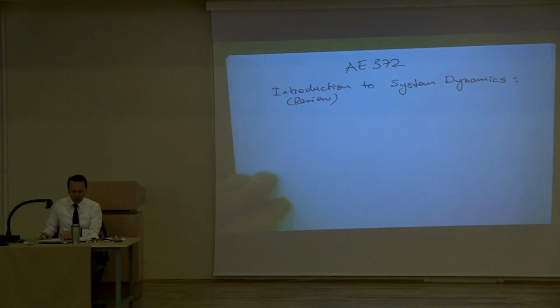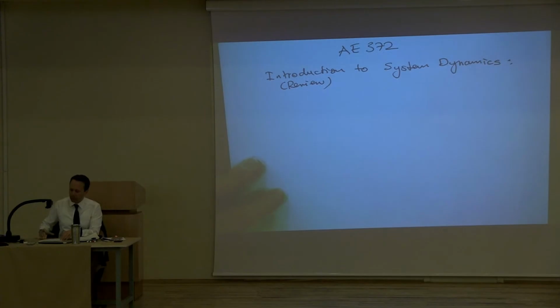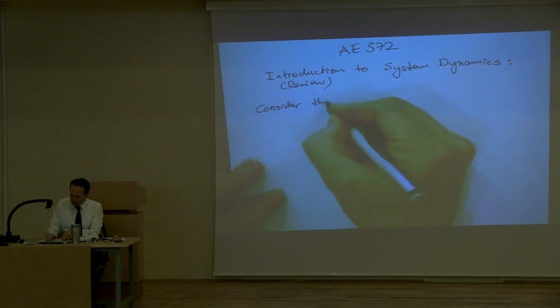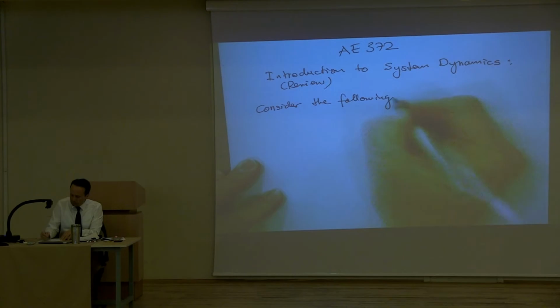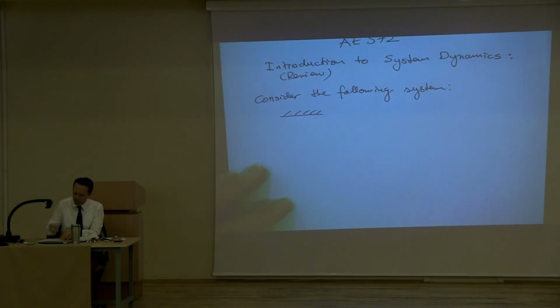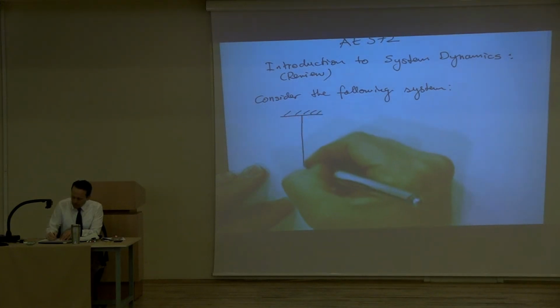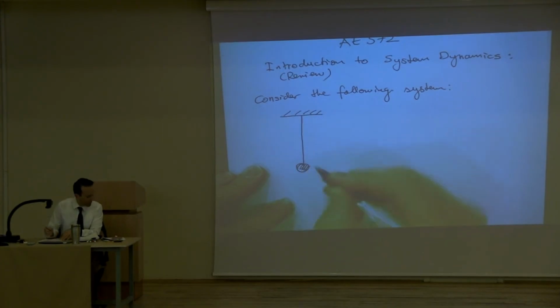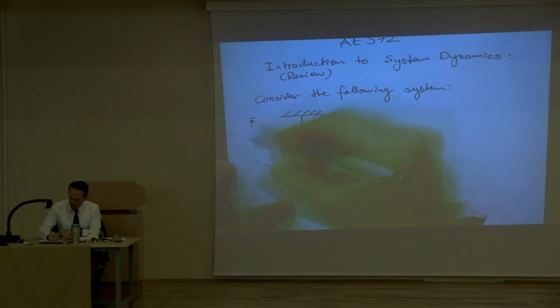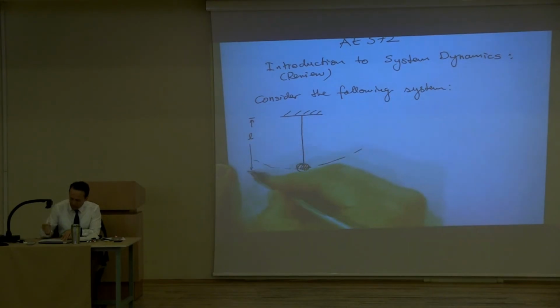Okay, so we will start with the following example and we will go through that one by one. Consider the following system. The system will be a pendulum. It just hangs here in the middle, and it likes to swing around, right? So it has a mass m, okay? This has a length of L.